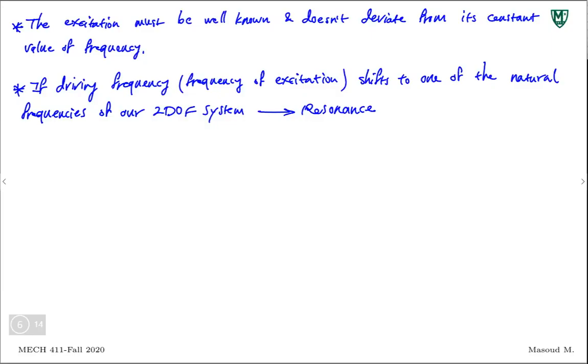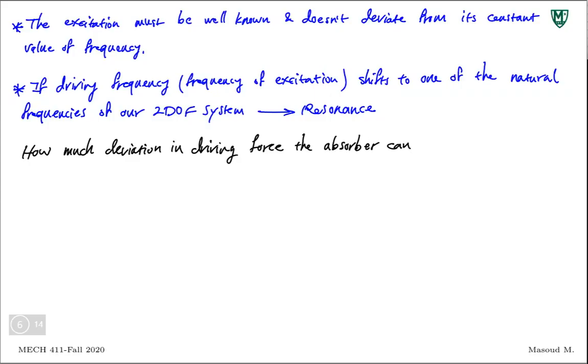All right, so we're going to answer this question now. Here is the question. How much deviation in the driving force can the absorber tolerate? That would be the question we have to answer. We designed it for a specific frequency. Now the question would be, well, how much can I deviate from or get away from this design frequency and still have an effective absorber that can absorb the vibration in my structure?